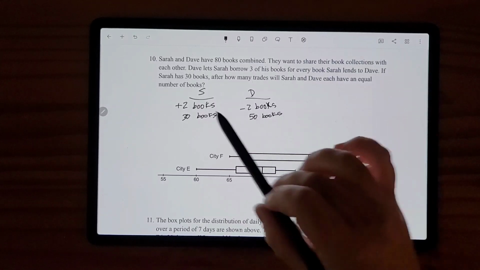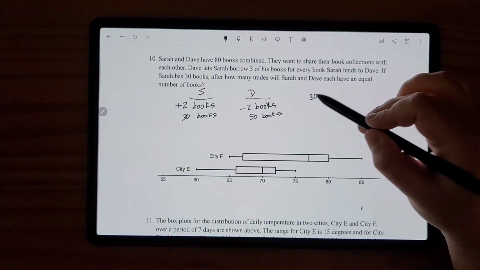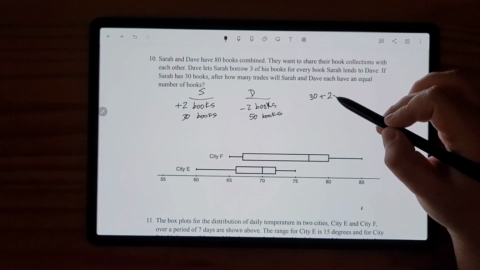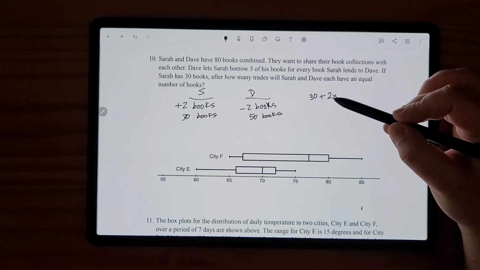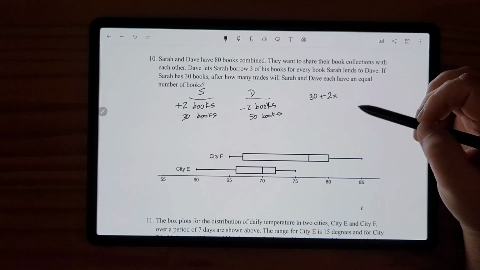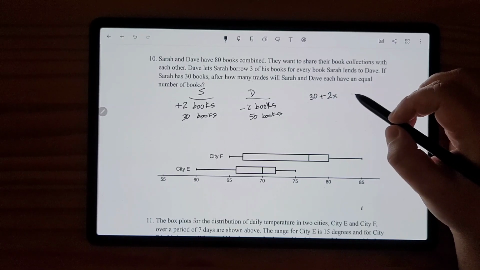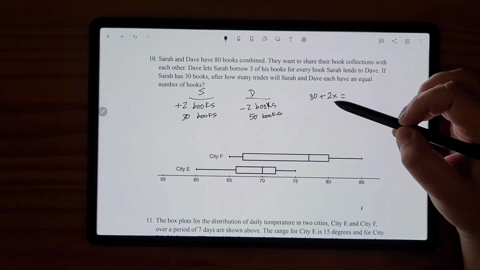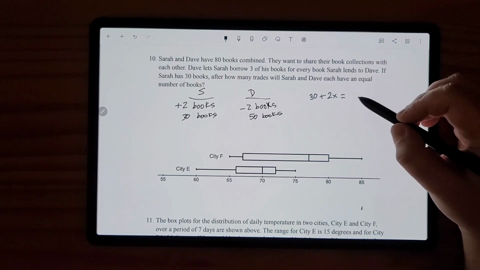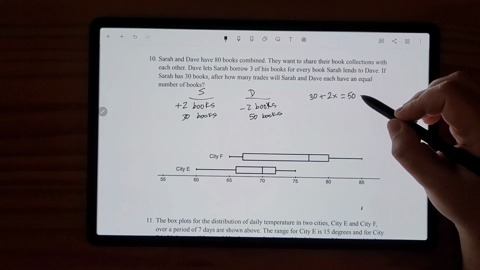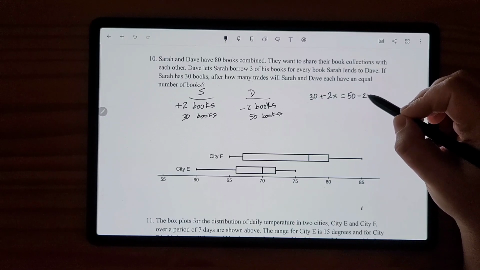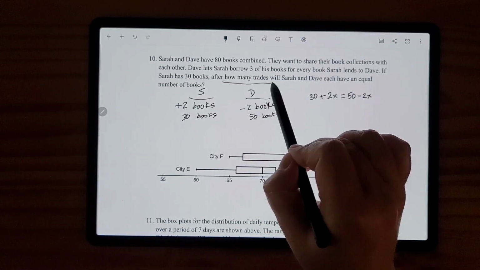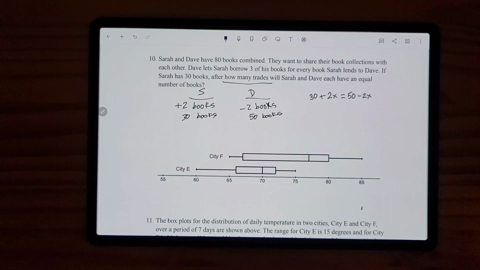So let's write this out as an equation. Let's start with Sarah. Sarah has an initial value of 30 books, and it's going to go up by 2 books for every x trade that they do. Every time they do a trade, which the number of trades is represented by x, she's gaining 2 books. And when is that equal to the number of books Dave has? Well, Dave is going to start out with an initial of 50, and it's going down by 2 books for every x trade. Now, if we want to know how many trades, that means we're solving for x.